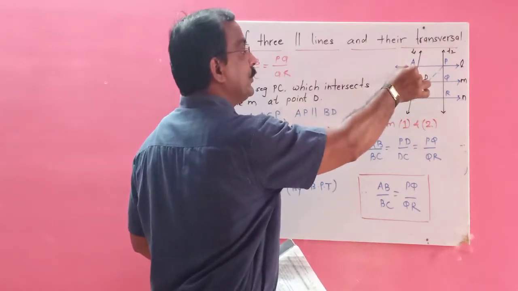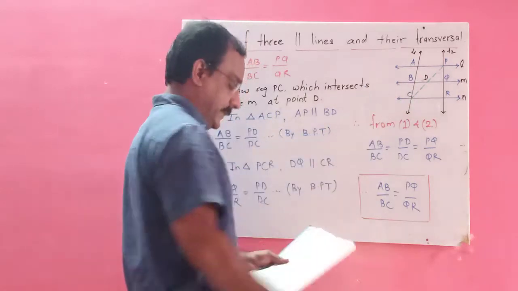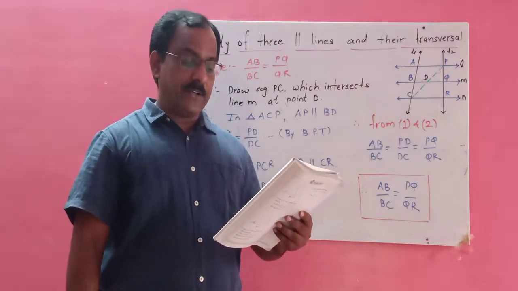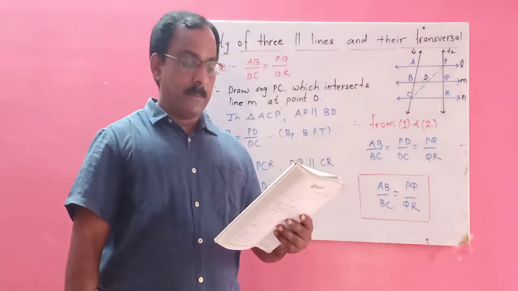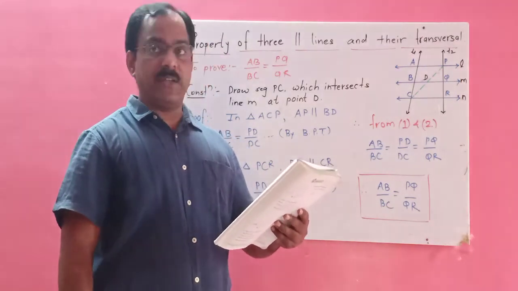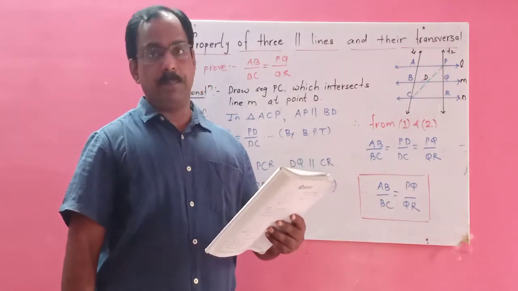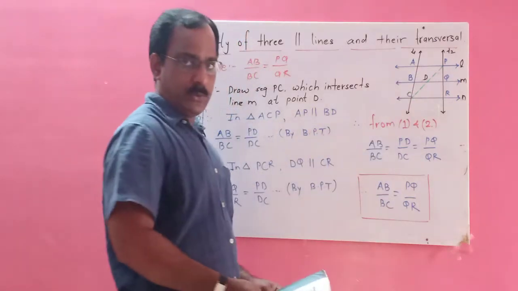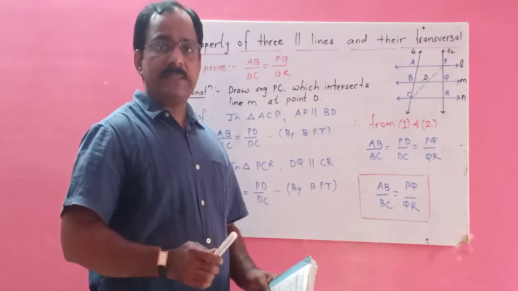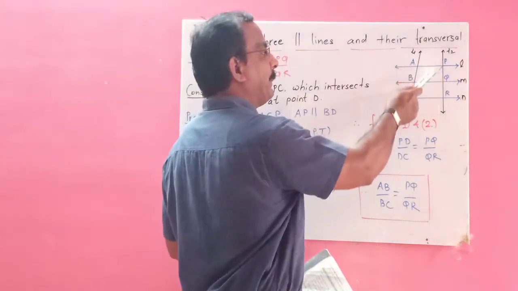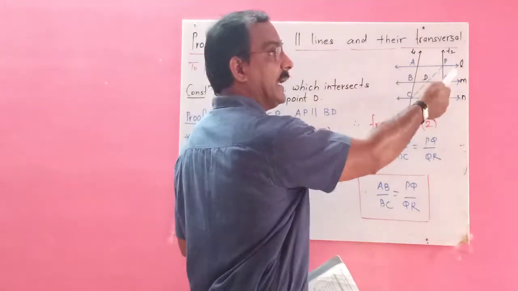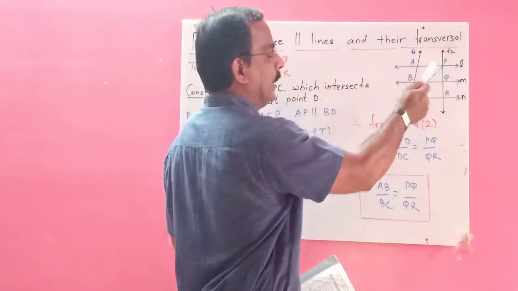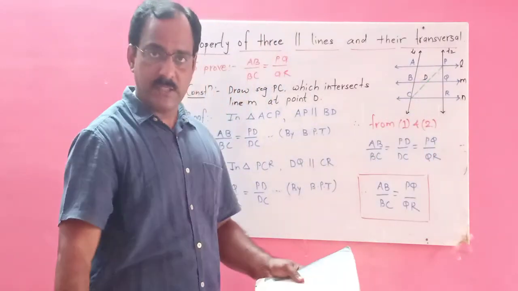So take the ratio of this, AB upon BC, it is equal to the ratio of corresponding intercepts made on any other transversal by the same parallel lines. Means this ratio is equal to the intercept made by the same parallel lines on another transversal, means PQ upon QR. This is the theorem.